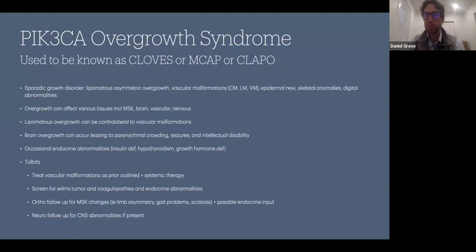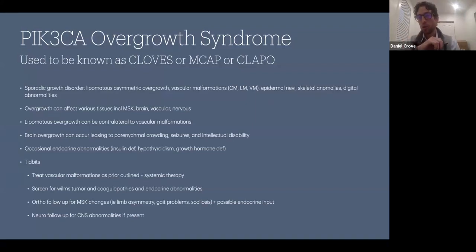Additional tidbits, these PIK3CA overgrowth patients are very complicated to manage, so they're usually always managed in a vascular lesions clinic. Their vascular malformations are usually targeted, as we had talked about previously, with compression, sclerotherapy, as well as medical management. For the longest time, we managed these patients with sirolimus, but we now have other medicines such as alpelisib, which I'll mention here shortly, which has been a game changer.